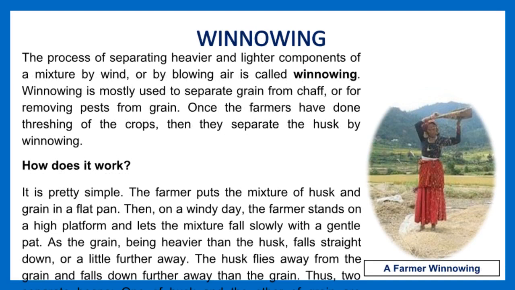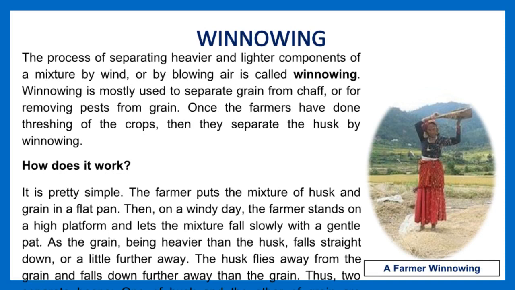Let's talk about winnowing. It is the second process of a grain's life after threshing. The process of separating heavier and lighter components of a mixture by wind or by blowing air is called winnowing. It is mostly used to separate grain from the chaff or for removing pests from grain.